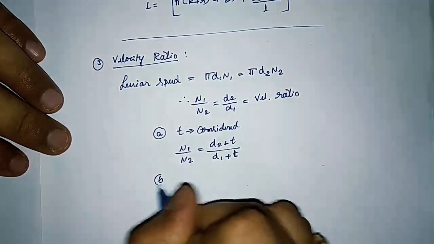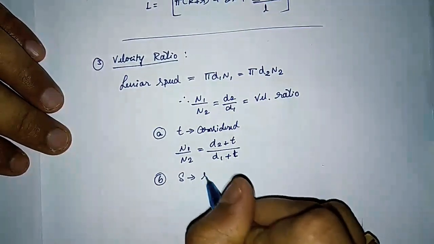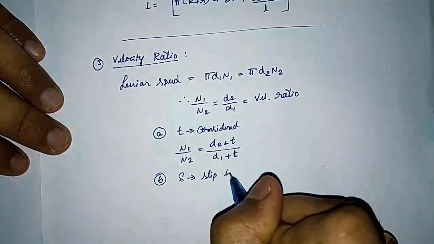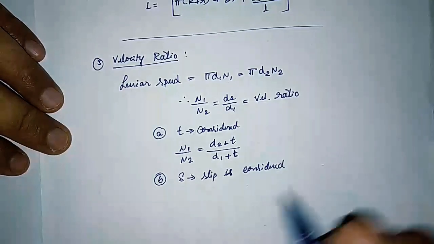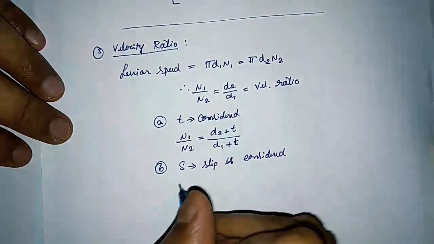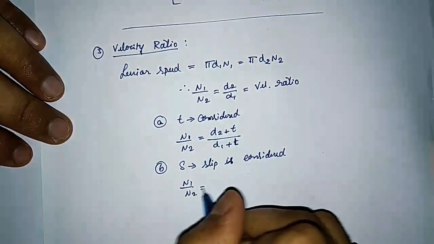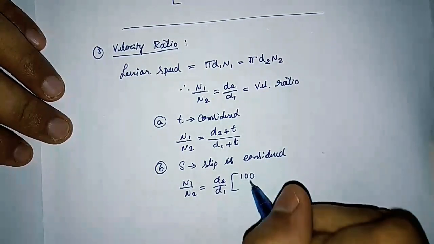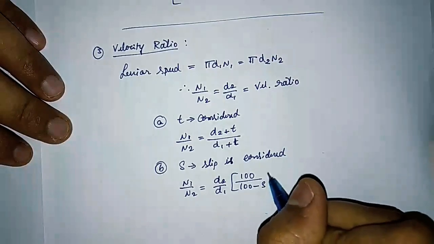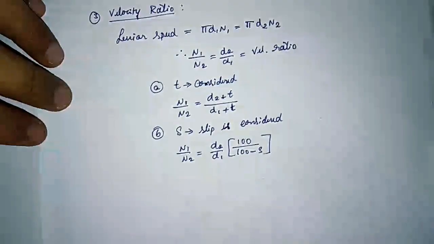The second condition is when the slip of the belt is considered. In this case, the equation will be modified like this: n1 by n2 is equal to d2 by d1 into 100 divided by 100 minus s.